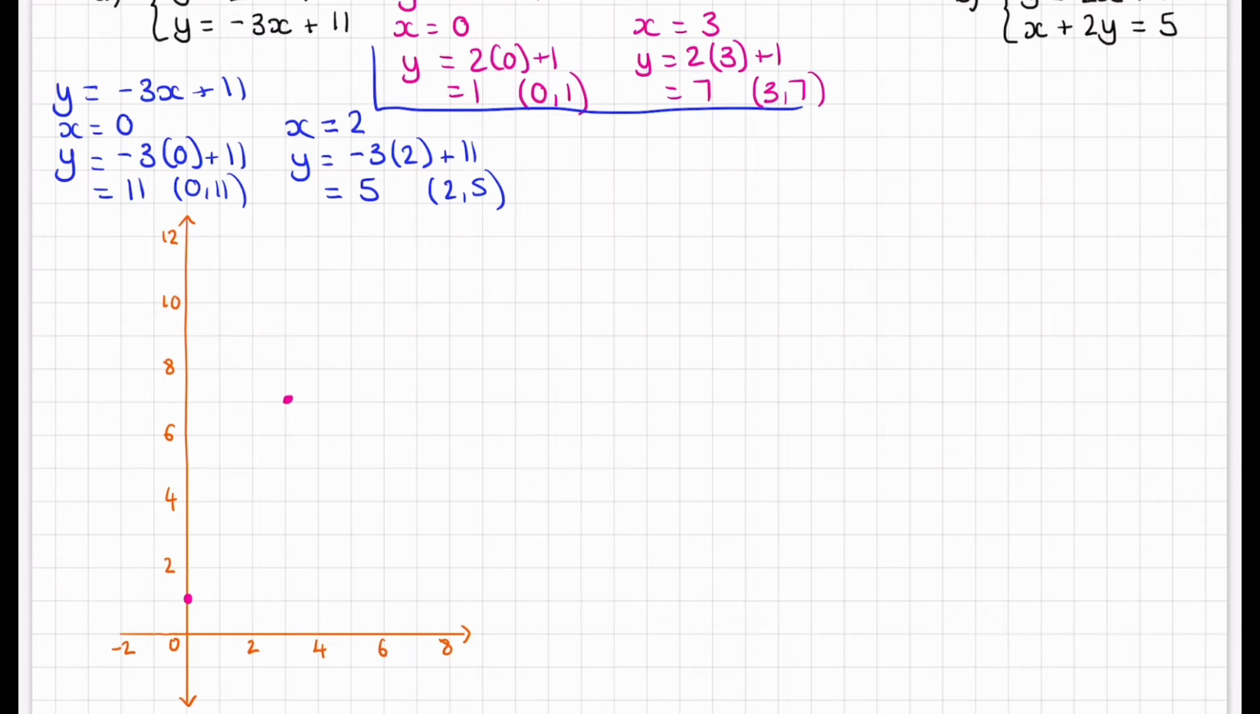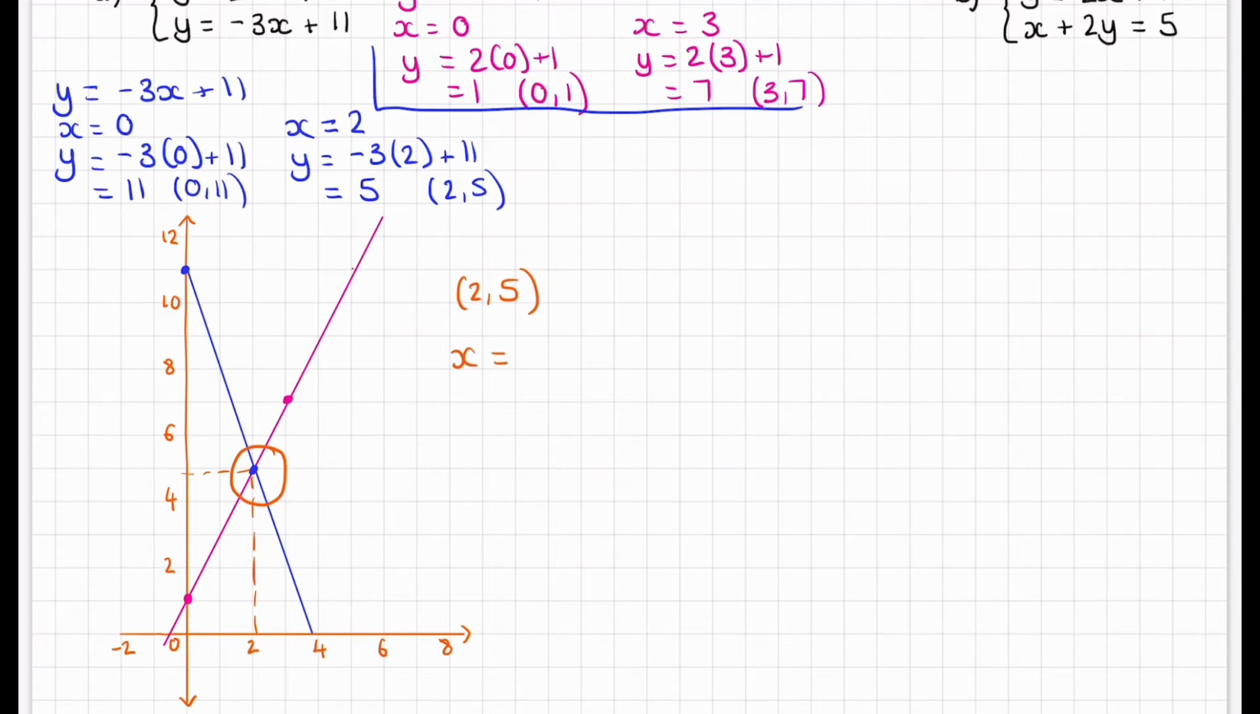So obviously, when you do this, use a ruler so it can be as perfect as possible. So the first line will look something along those lines, and then the second line, our 2 points are 0, 11, and 2, 5, and then we can join those dots. Now once we've done that, we're going to look for our intersection, which we see is here, which is circled, and we look for the coordinates for that point, which are 2, 5. So the solution to this simultaneous equation is when x equals 2 and y equals 5. And that's solving by graphing.